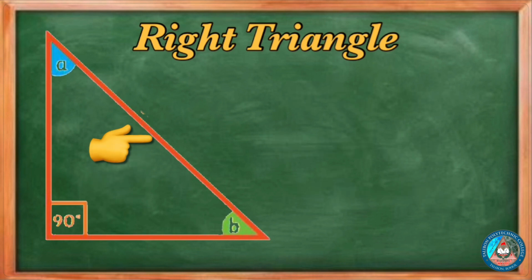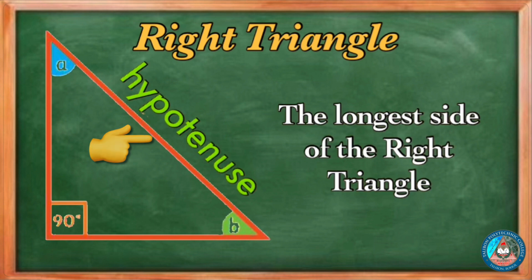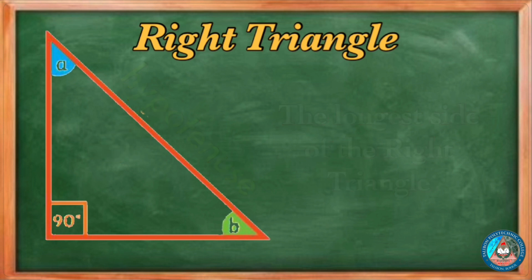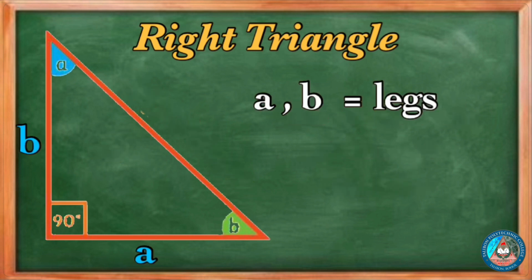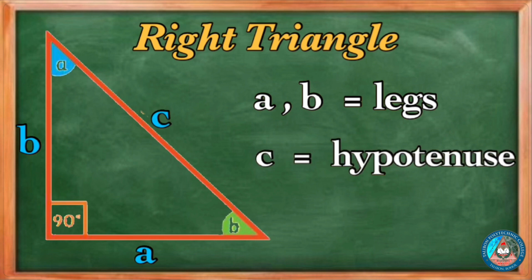Observe that the longest side of the right triangle is always opposite the right angle, and we call that side the hypotenuse. In the given figure, a and b are the legs of the right triangle, while c is the hypotenuse. Now you already know what a right triangle is.